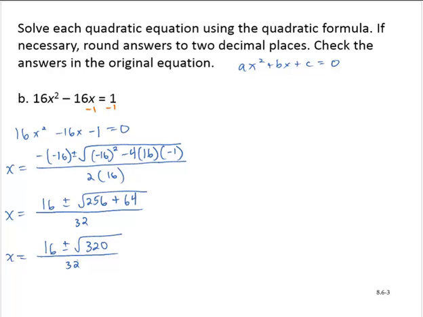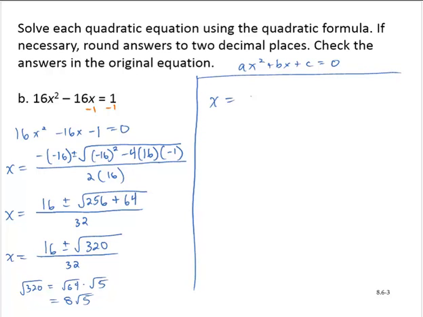Alright, so now we want to simplify that square root if possible. So let's see, the square root of 320, well that's 64 times 5. So the square root of 320 is the square root of 64 times the square root of 5, and so that's 8 times the square root of 5. So then x is now equal to 16 plus or minus 8 root 5 over 32.